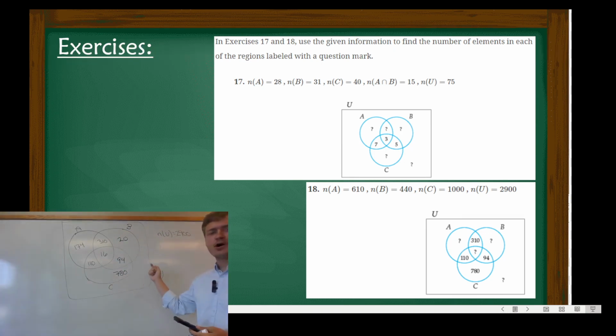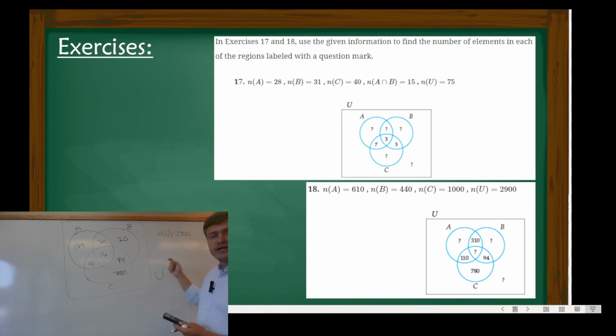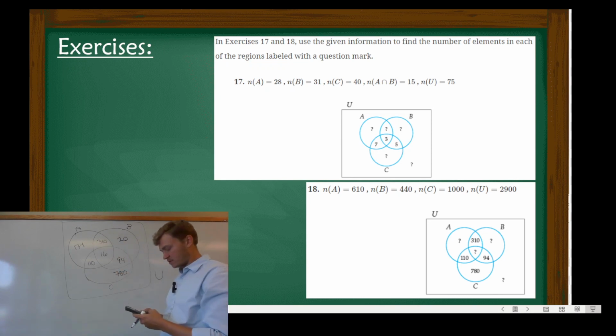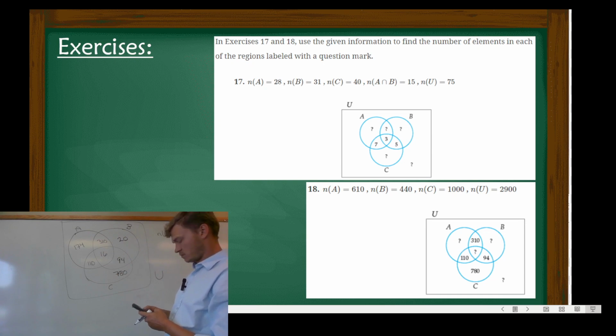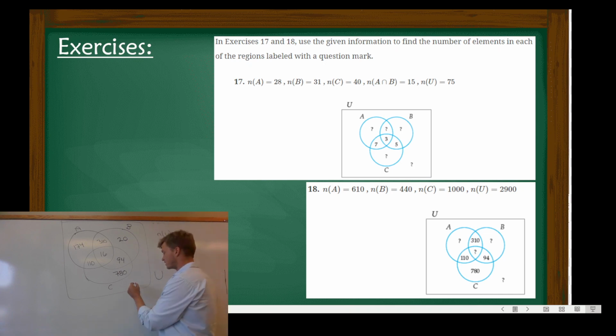We just need region 8, all of those elements that are in the universal set that are not in A, B, or C. So we're going to take the 2,900 given to us. We'll subtract each of these numbers. Subtract 174. Subtract 310. Subtract 20. Subtract 110. Subtract 16. Subtract 94. Subtract 780. The remaining number, 1,396.